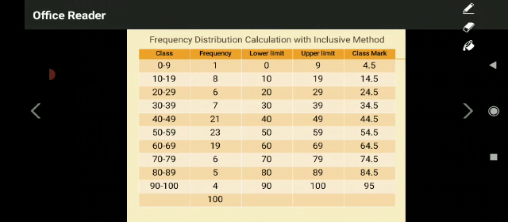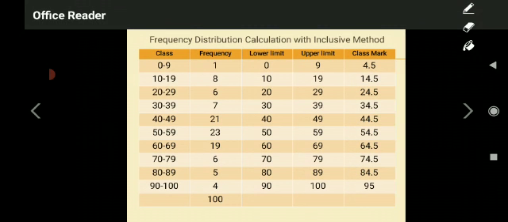Before going to that calculation, you have to understand what the inclusive method is. In this method, the upper limit of the first class interval is different from the lower limit of the second class interval. Here, the upper class limit is included. This point you have to understand very systematically. Without understanding this main important sentence, that the upper class limit is included in the inclusive method, you are not able to understand how to calculate frequency distribution with the help of the inclusive method. Now look at the calculation.